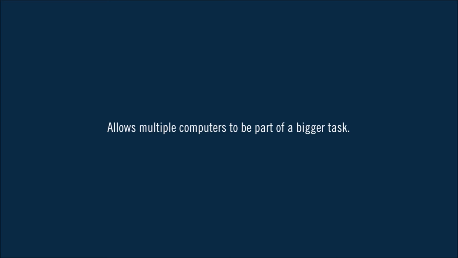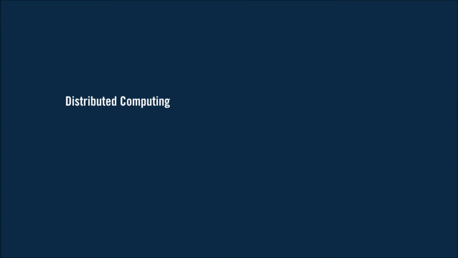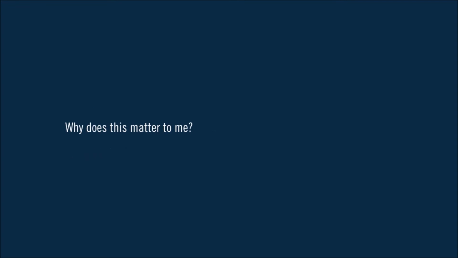But what's even more interesting about this is that it allows multiple computers to be part of a bigger task for a single device, which means your BlackBerry, which doesn't even have enough power to maybe run a video game, has access to all these computers via the cloud. So, distributed computing. Achieve things that are not possible alone by one computer. And it gives power to the little guys, like BlackBerries, cell phones, iPhones, these little devices that don't have nearly as much processing power as a computer, but now have access to it because of the cloud.